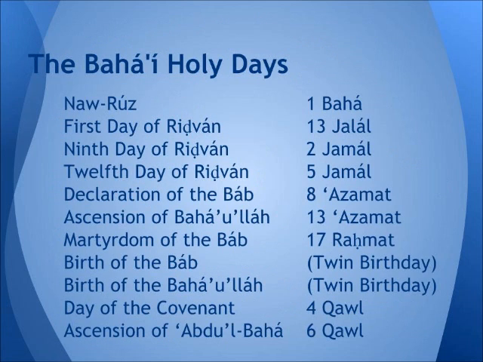So here's a list of all the Baha'i holy days. First there's Nowruz, which is the first day of the first month of the Baha'i year, which will be the first of Baha. And then we have the first day of Rizwan, 13 Jalal. Then the 9th day of Rizwan, 9 days later, 2 Jamal. The 12th day of Rizwan is 5 Jamal.